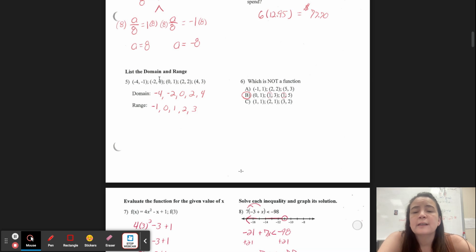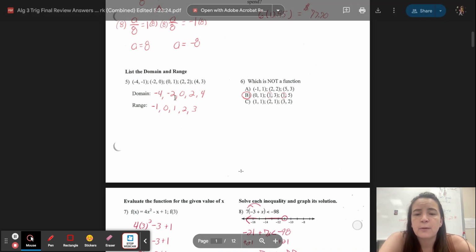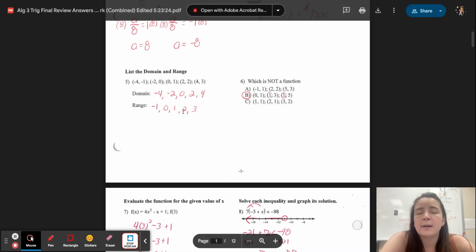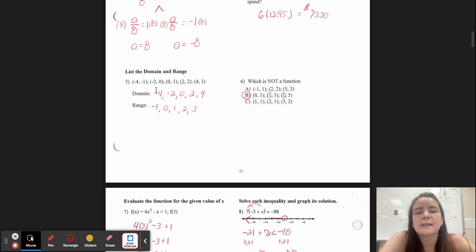For listing the domain and range, we have to list our inputs and our outputs, or our X and Y. So that's exactly what I did. Here's my X's, I wrote them down. Here's my Y's, I wrote them down. They happen to be in order from least to greatest, which is fabulous. A lot of people like to organize it like that. I wasn't being so picky. Also, if there are any repeaters in your domain or in your range, you only have to list it once. You do not have to list it more than once.